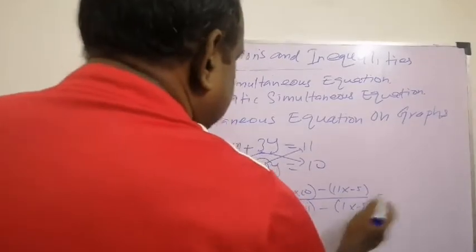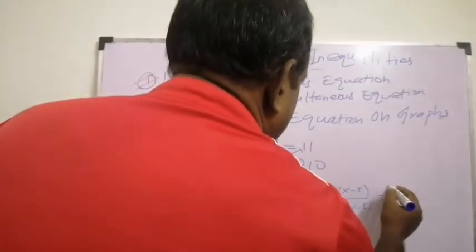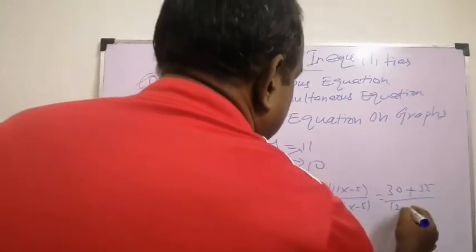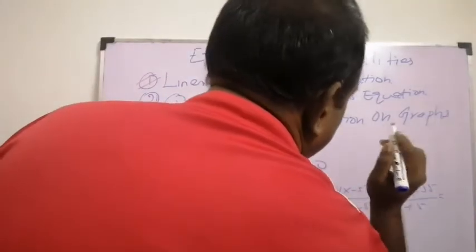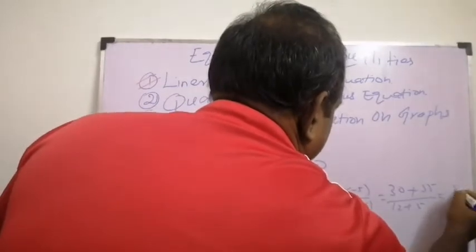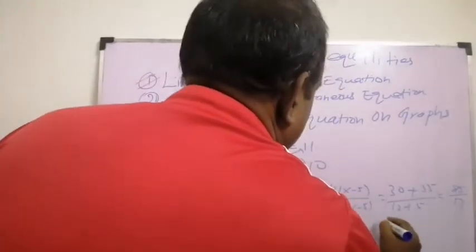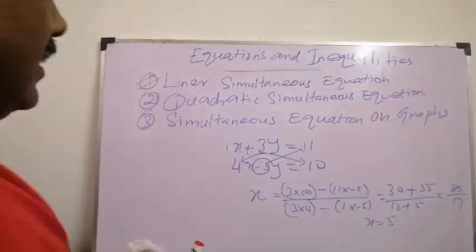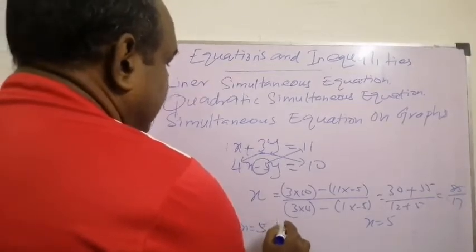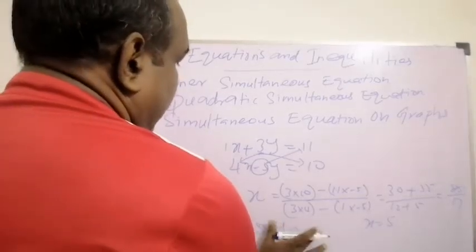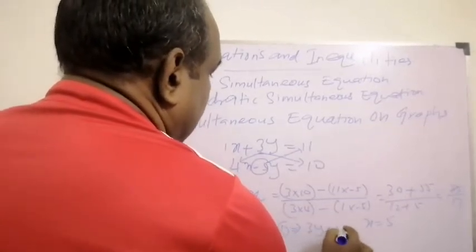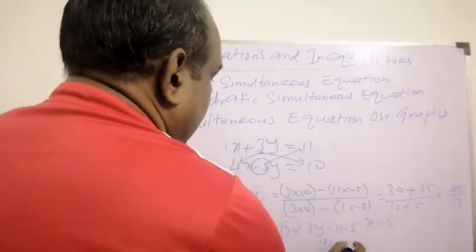So the answer is going to be 3 into 10 is 30, plus 55, over 3 fours are 12 plus 5, which is 17. 30 plus 55 is 85, over 17. So x is equal to 5. When x is equal to 5, from the first equation, 3y is equal to 11 minus 5, therefore y is equal to 2.